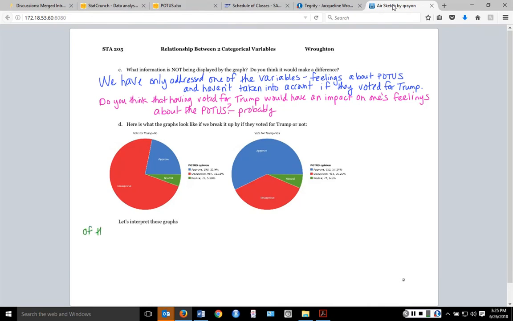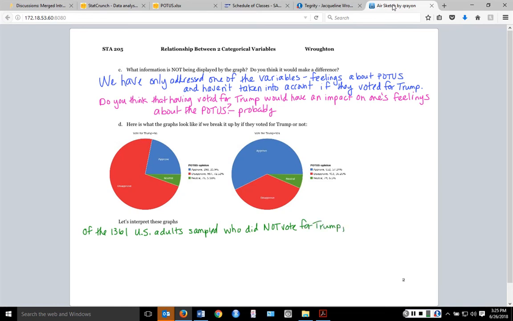So of the 1,361 U.S. adults sampled who did not vote for Trump, so now we're not looking at everybody, we're only looking at those that did not vote for Trump.